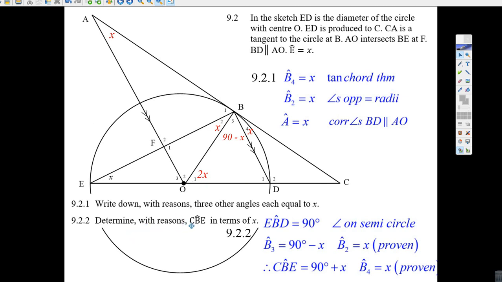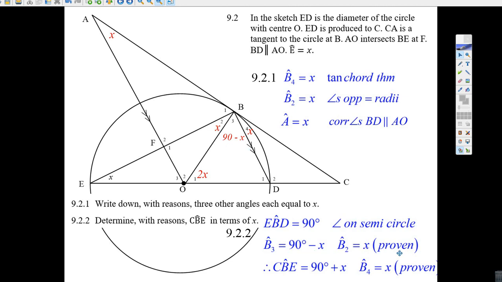Now it says, determine with reasons angle CBE, all of this stuff across here, in terms of X. Okay, well, let's just give it a try. We know that B2 is X. We know B4 is X. But we know that angle EBD is 90 degrees, because it is an angle on a semicircle. So this little part here must be 90 take away X. It must be 90 minus X. So B3 is 90 minus X, because we know B2 is X.